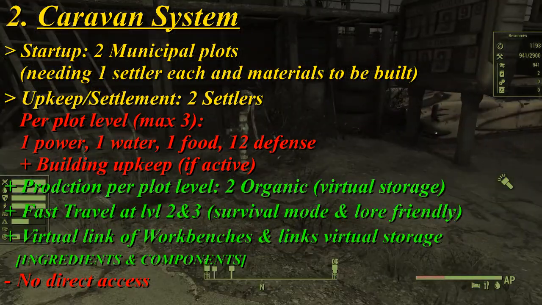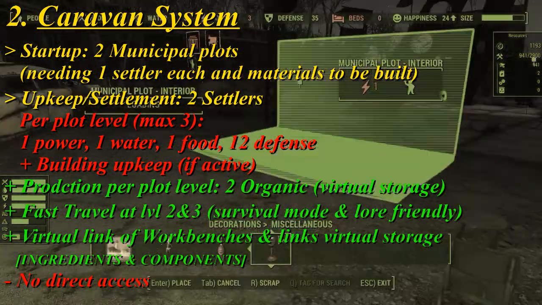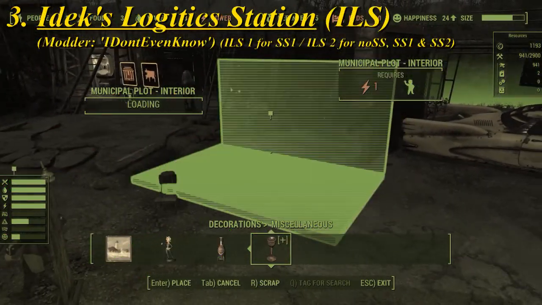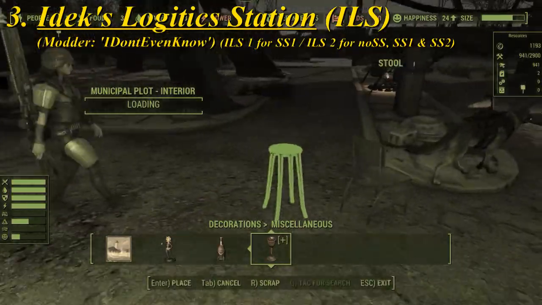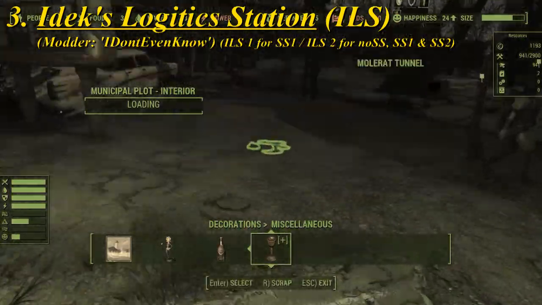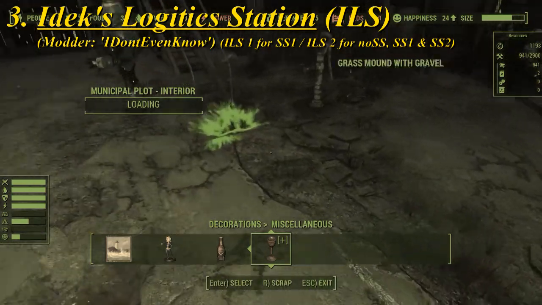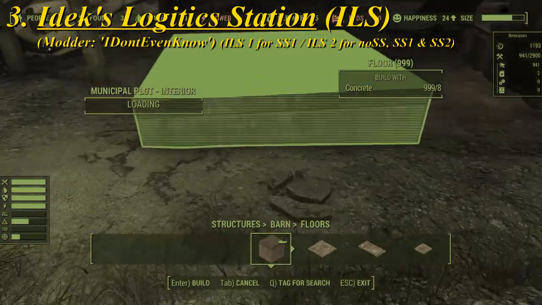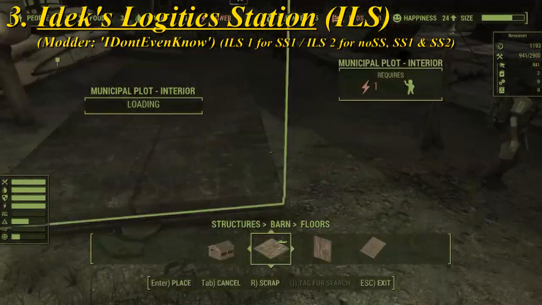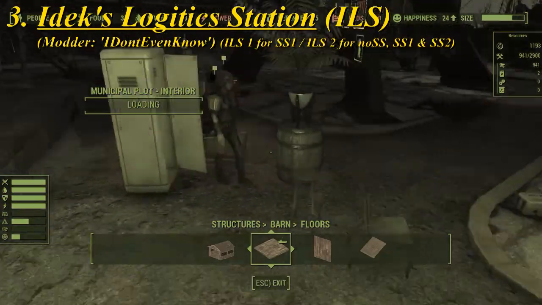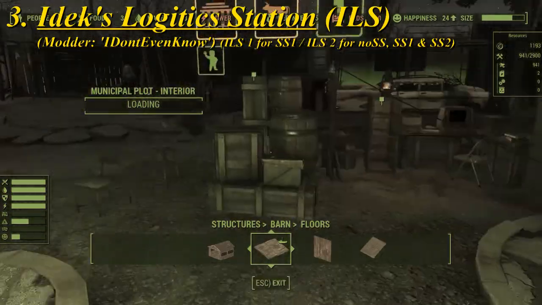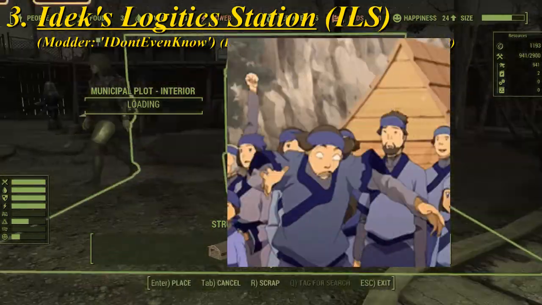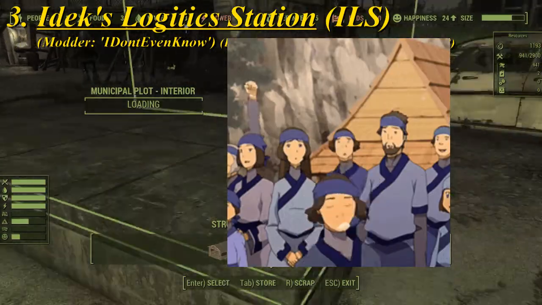So, which one is the best choice then? Well, for us to understand that, I'm going to have to go through IDEX Logistics Station, or ILS for short. Now, I don't even know, that is the mod creator's name, I don't even know, is still currently working on integrating his IDEX Logistics System into the Sim Settlements 2 system. So some features don't seem to be working exactly as intended, but for me, as I've mentioned in previous videos, I'm still completely enthusiastic about all the options and abilities that ILS introduces.